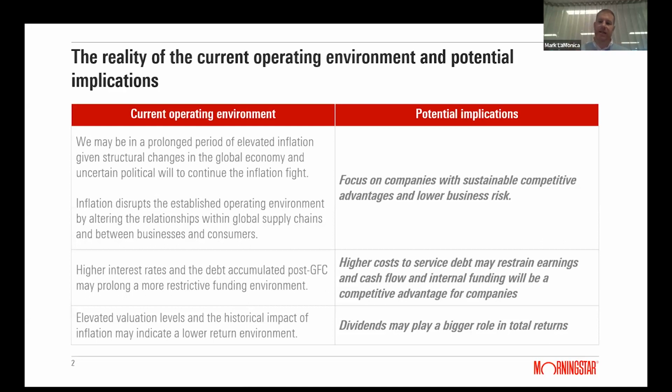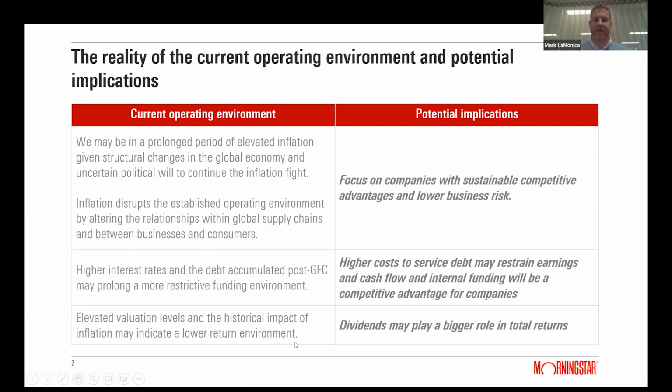So I did want to take a step back and look at a couple things that we've talked about a couple times on here, but that do characterize the economy right now. And then we'll go back to that best ideas list and look at how different securities within that play into these themes.